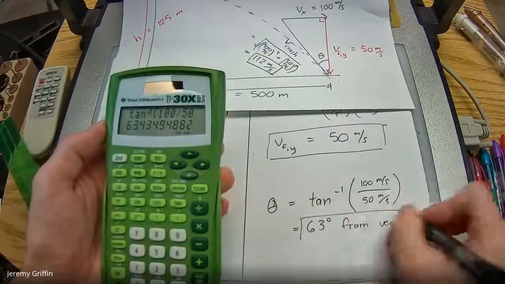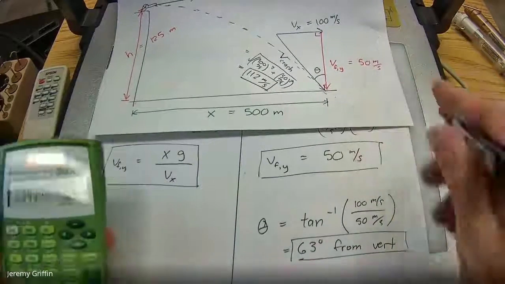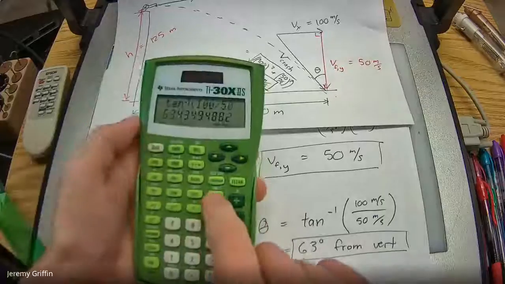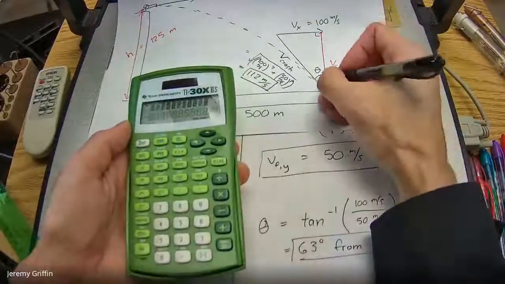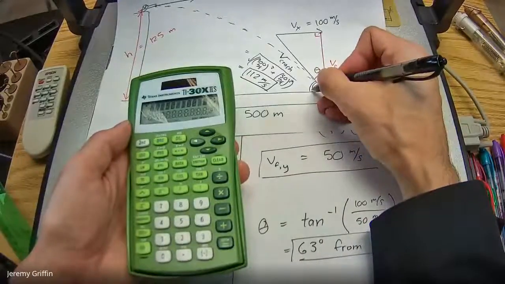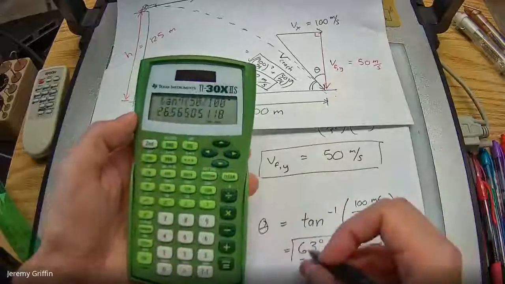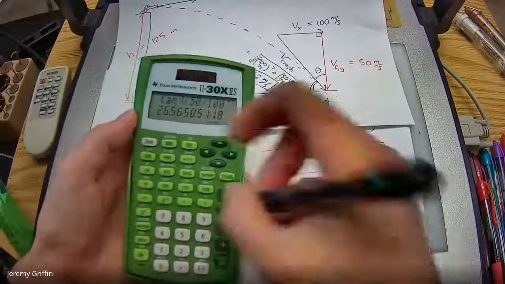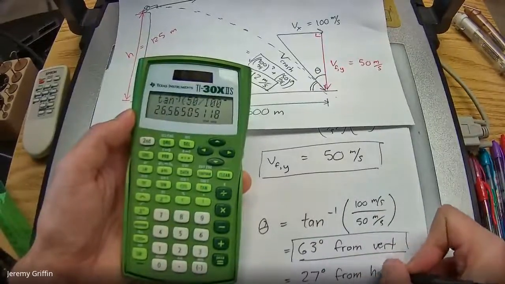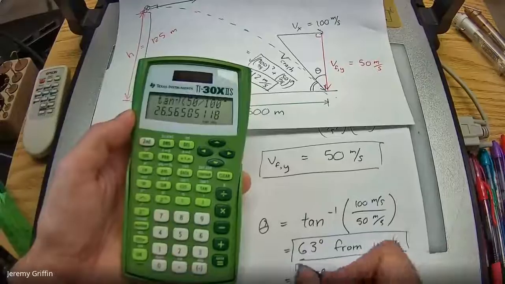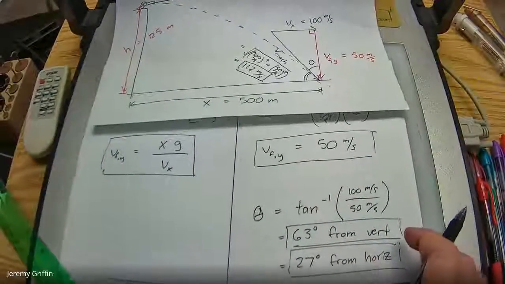You have to specify an angle with respect to what? I'm doing it from the vertical. Or you could swap the two legs and do inverse tan of 50 over 100. Would that represent from the horizontal? The horizontal plus the vertical should add up to 90. Let's see if it does. This is 27 degrees from the horizontal. Yep, they definitely add up to 90. So there's two ways to describe the angle. The way I've labeled it, the 63 degrees is from the vertical. If you want to do from the horizontal, it's 27. They add up to 90.